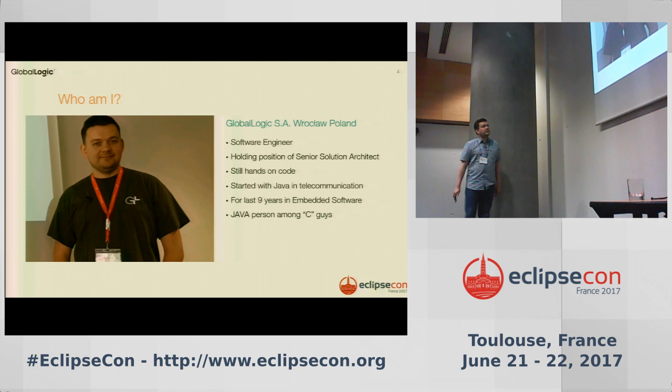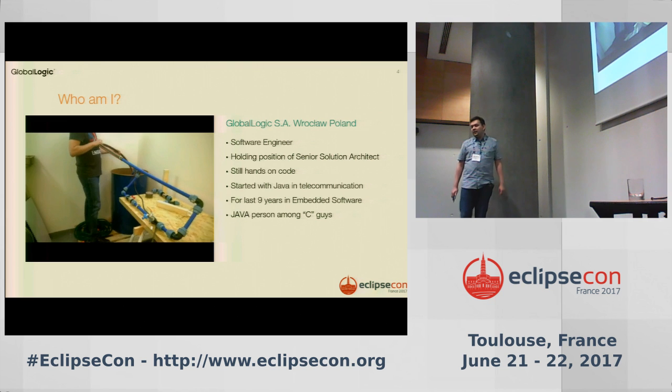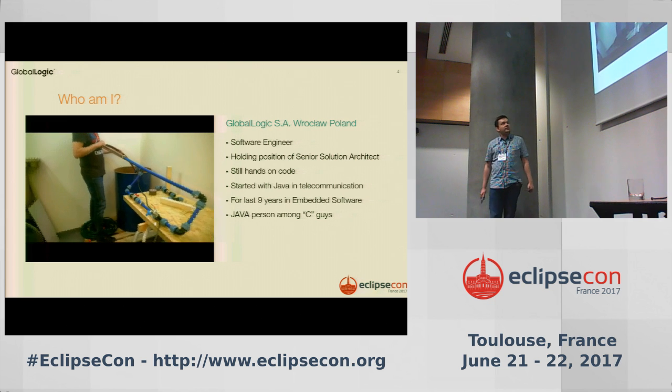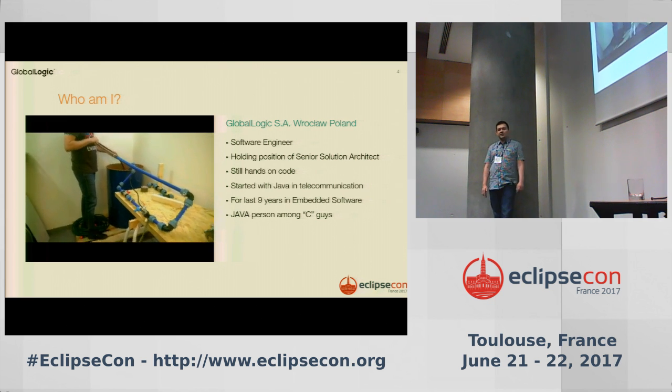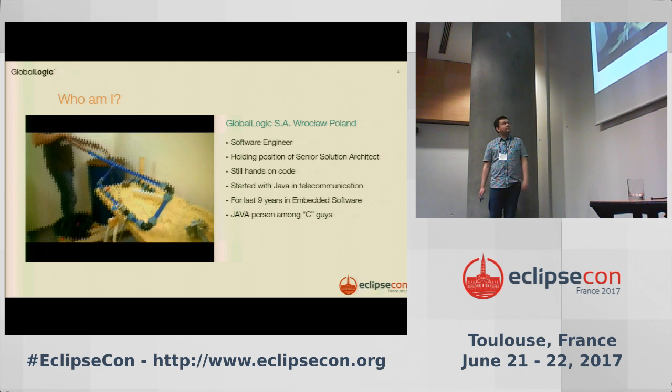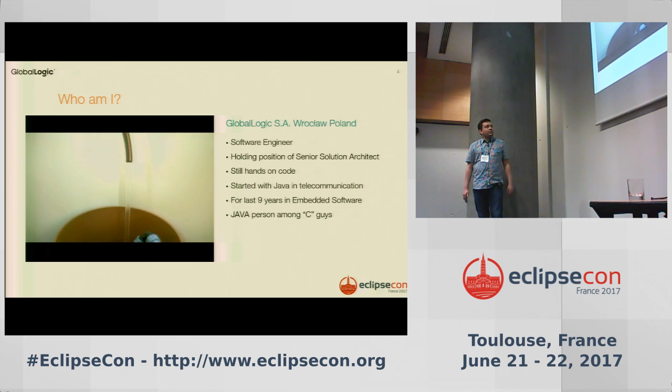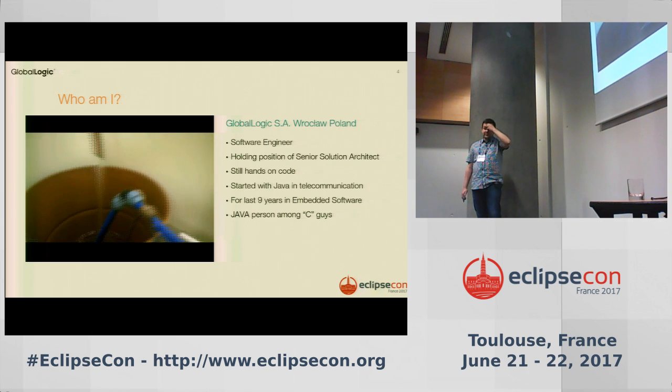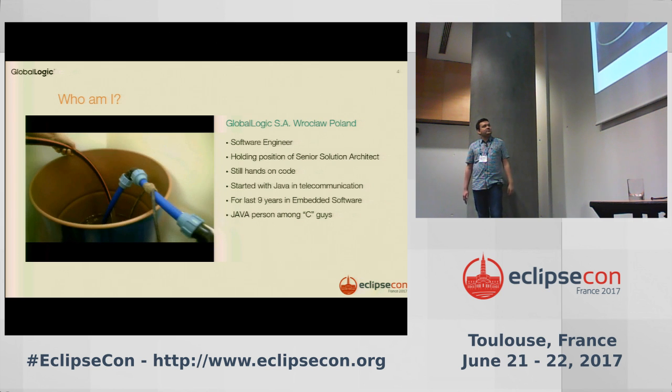As I said, my name is Tobiasz Dworak. I'm a software engineer at GlobalLogic in Wrocław, Poland. My position is senior solution architect, but luckily I have a lot of hands-on code, and not only, but also on pipes and water. I started with Java in telecommunication, and for the last 9 years, I'm in embedded software, mostly in C++. And I'm the only one liking Java among my team.